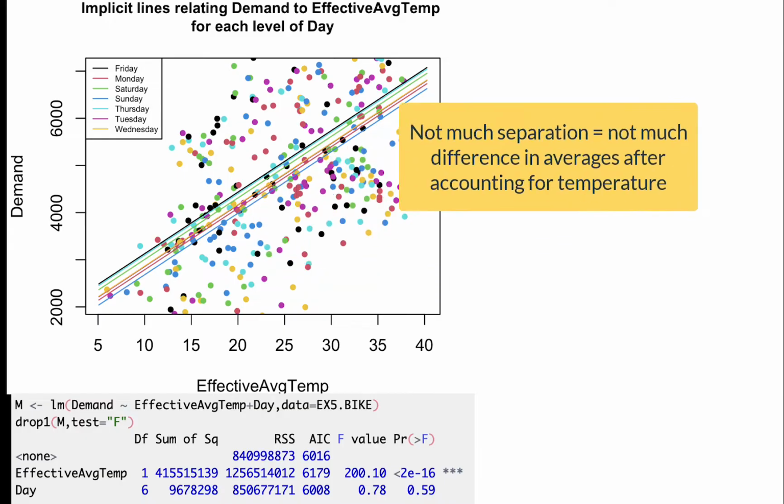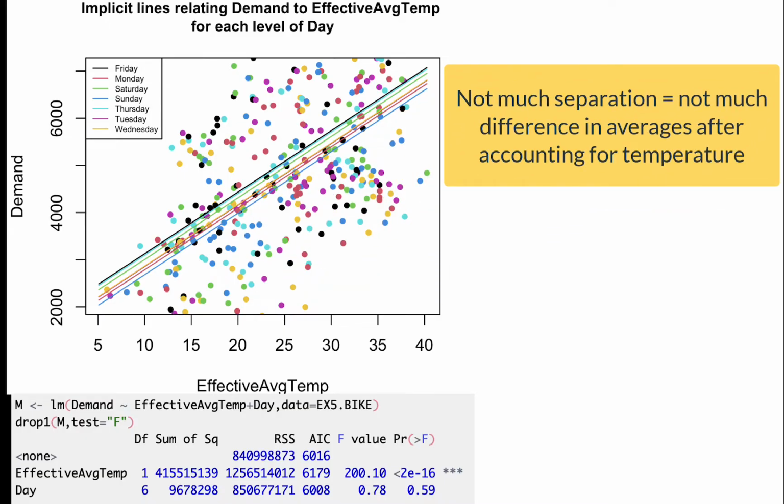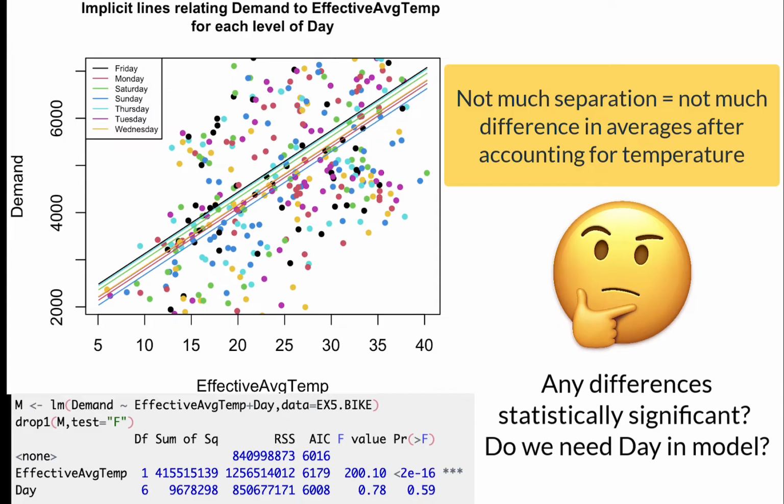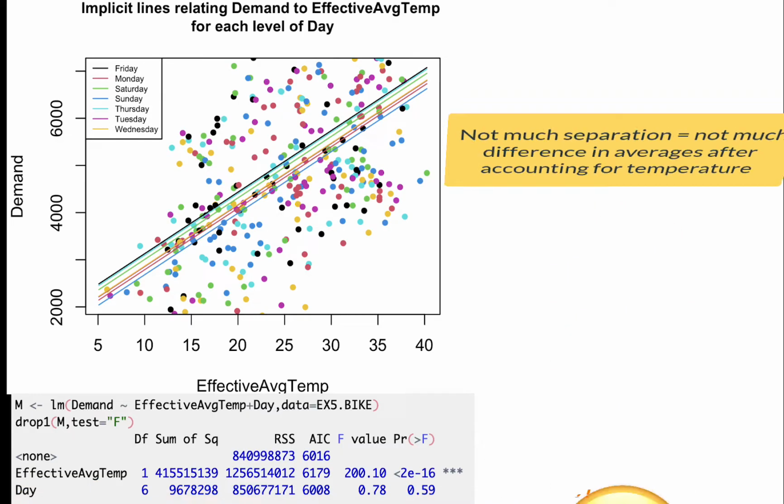Now, in this case, we see that these lines are very close to one another. There's very little separation in those lines, indicating that there's a pretty small difference in the average demands across the days of the week. So we might wonder, do we even need to incorporate day as a predictor? So we could run that drop one to determine, is the day a statistically significant predictor of the demand? So is there any difference in the average value of demand across the days of the week after accounting for temperature? And the p-value of the drop one, this partial f-test, comes back at 0.59. Since that's bigger than 0.05, we know that there's no statistically significant differences in the demand across the days of the week after we account for the temperature of that day.